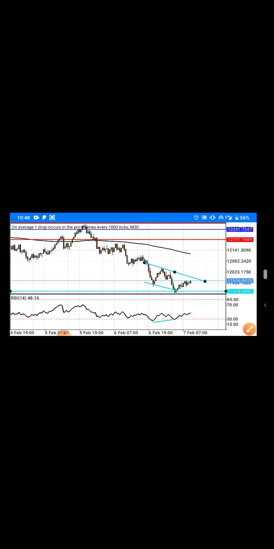I hope you understand that. Make sure that your price breaks this trend line up, retests it before going long. If not, it can just go to this point, break it, hit it, and start falling down again. All right, that's that about that.